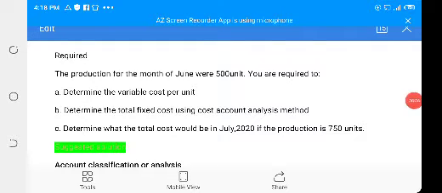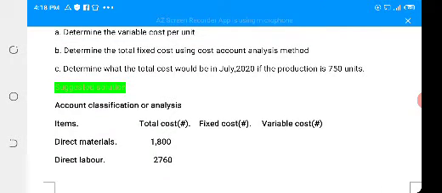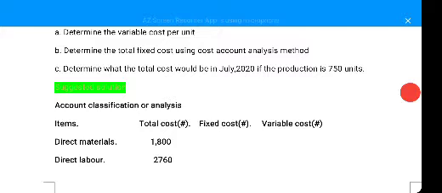So let's look at the solution to this question. Now, the cost classification analysis. We want to classify these costs into variable or fixed components. You want to know if a particular cost will change if units of activity increase, or it will not change, or it does not affect the production.